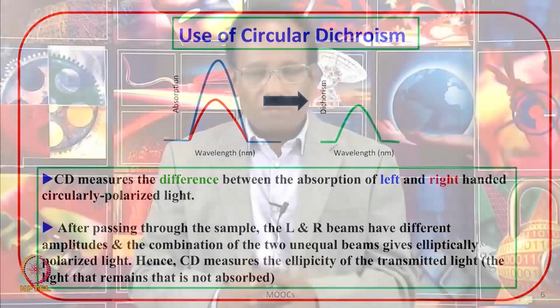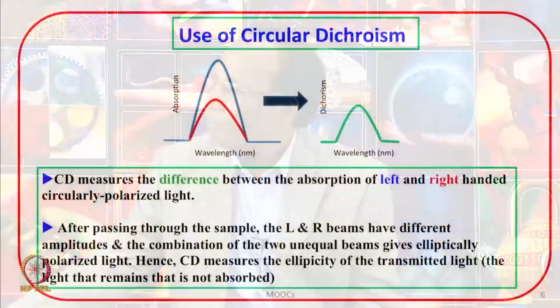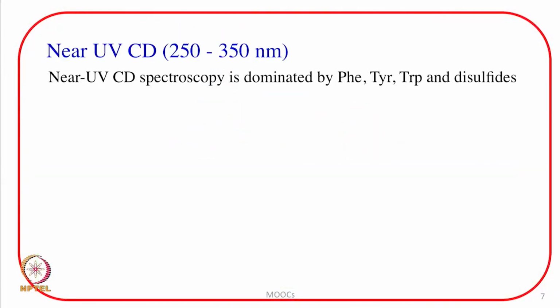Now, this ellipticity as a function of wavelength can be correlated to the secondary structural and tertiary structural content of a protein. Let us quickly take a look at near UV CD and far UV CD features.